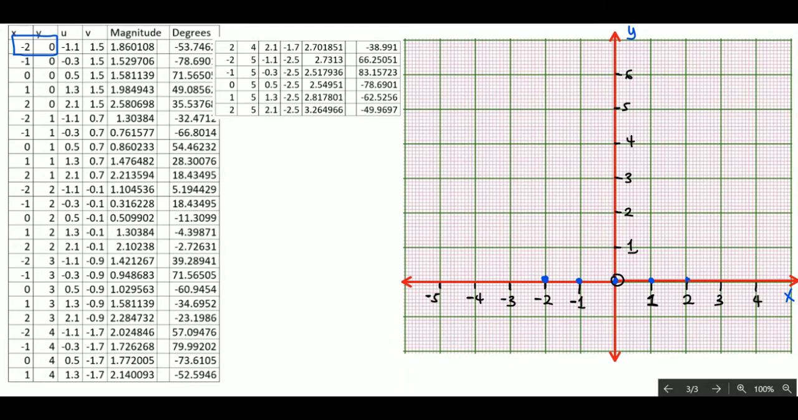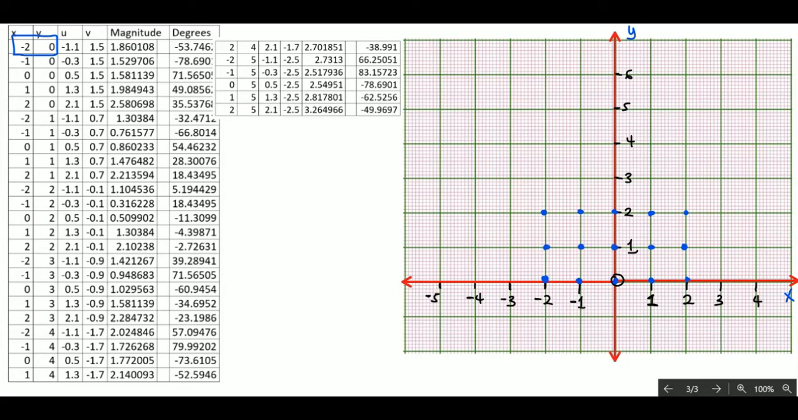The next one is going to be minus 2, 1. Then we are going to have minus 1, 1. Minus 1, 1 will be here. Then we are going to have 0, 1 here, and then 1, 1, and then 2, 1. From there we are going to have minus 2, 2, minus 1, 2, and then 0, 2. Then we have 1, 2 and then 2, 2 here.